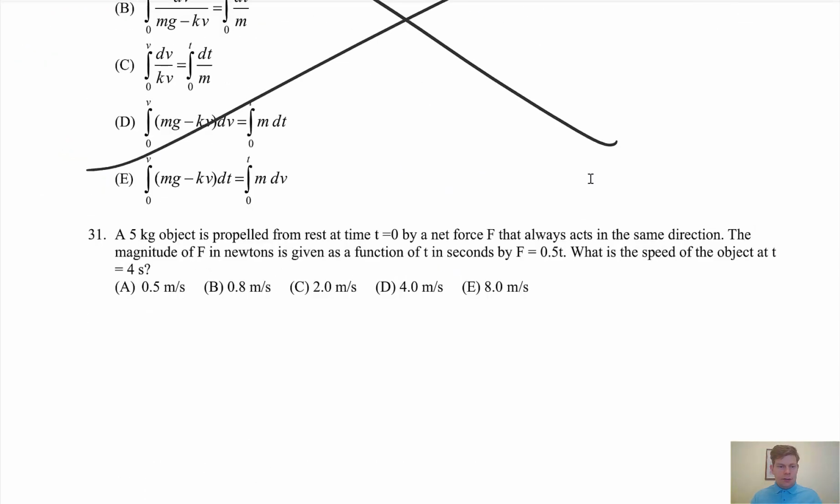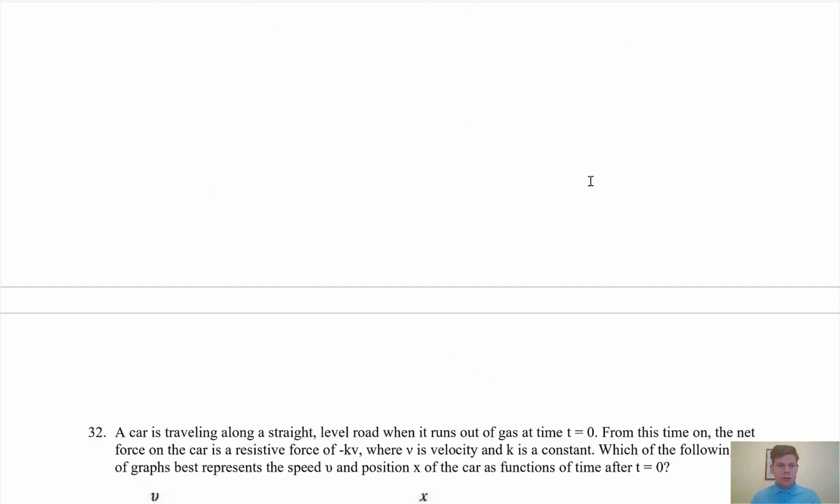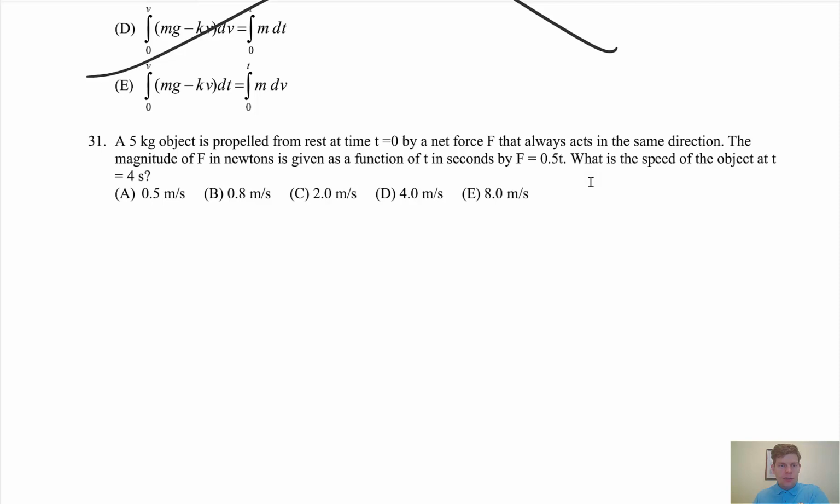All right. Let's do 31 and 32. So we've got a 5 kilogram object propelled from rest at time t equals 0 by a net force F that always acts in the same direction. The magnitude of F in newtons is given as a function of seconds by F equals 0.5 t. Find the speed of the object at t equals 4 seconds.